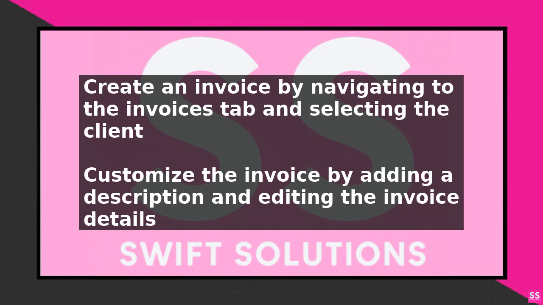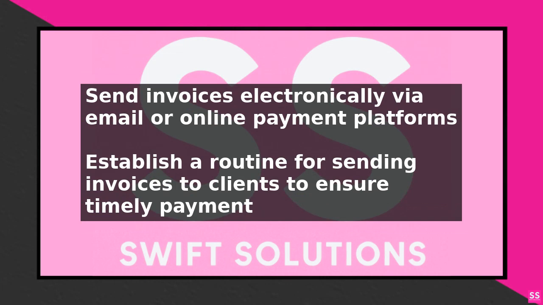Bill for Time also allows you to send invoices electronically. To do this, navigate to the Invoices tab and select the invoice you want to send. Click on the Send Invoice button and select the delivery method. You can send the invoice via email or online payment platforms such as PayPal.